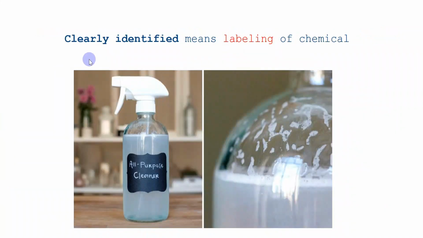Here is one word in the clause that says identifiable. That means there should be clear labeling of the chemicals. Here I mentioned one example where you can see a bottle labeled all purpose cleaner. That means the chemical inside is for all purposes. You need to follow this and label all chemicals. And if you are getting bottles or chemicals that have a printed label, then you don't need additional labeling.